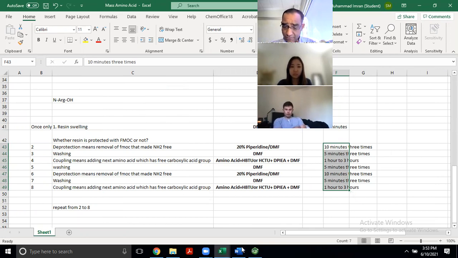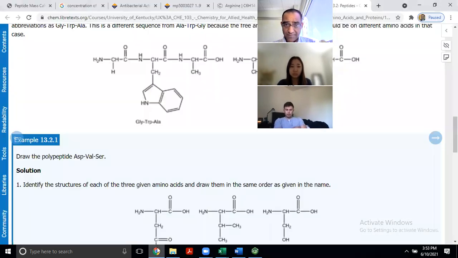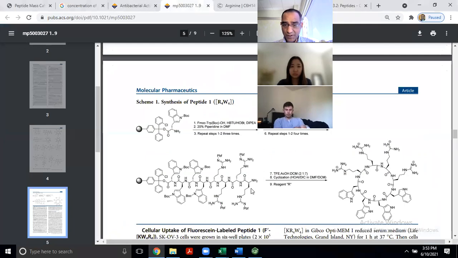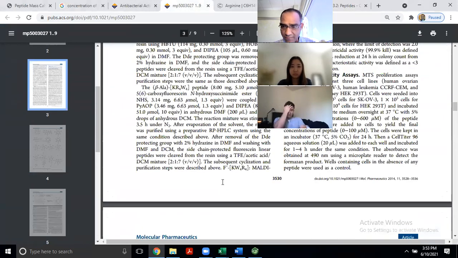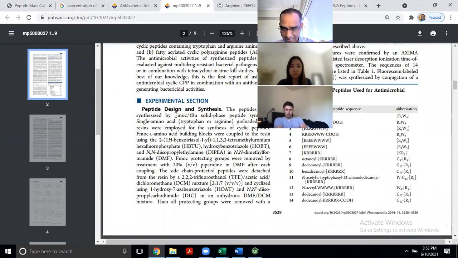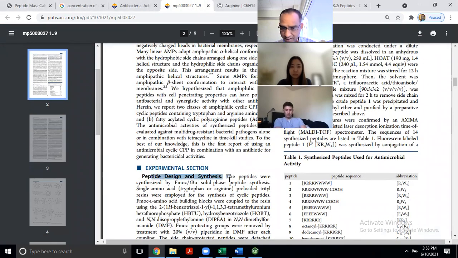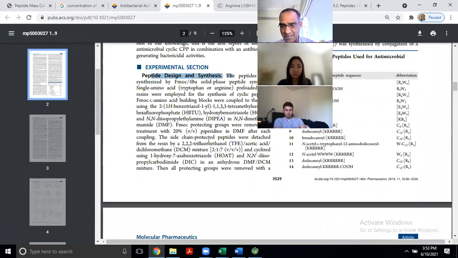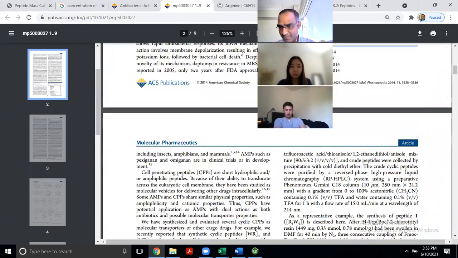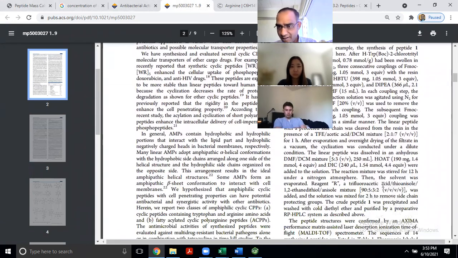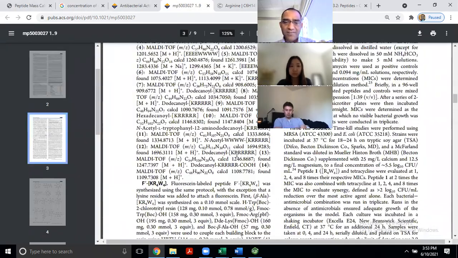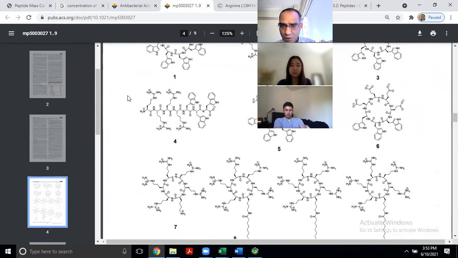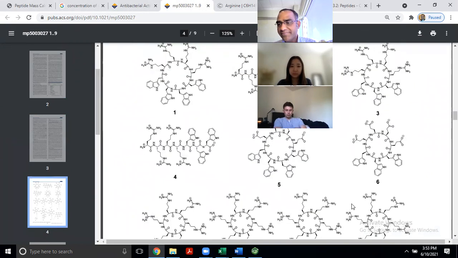But I want you to understand the paper that I showed you. You can read this paper now. You can learn this paper. And all the things which I have told you are actually written here. Peptide design and synthesis. You can easily understand this now. But if you don't know the basics, you will say it's very complicated. These diagrams look very complicated, but they are not.